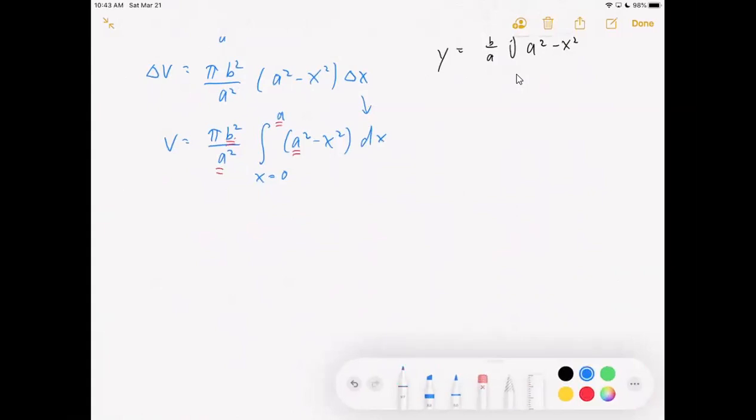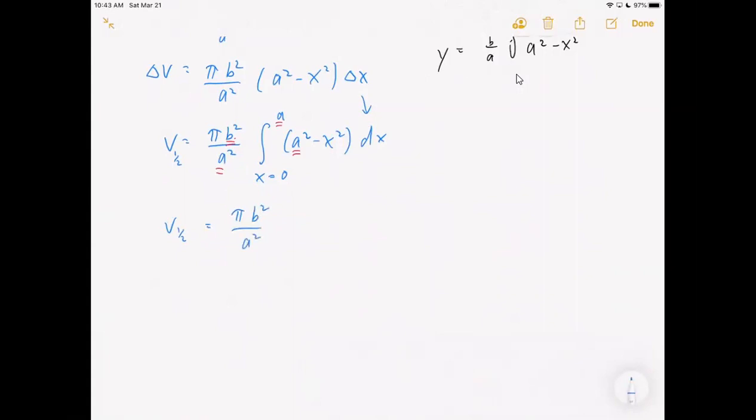So this is the volume. Maybe I should call this the half volume because we're only doing the right half here. So the half volume would be given by pi b squared over a squared. Now we're going to get the antiderivative of the integrand. Since a squared is a constant, its antiderivative is just the constant a squared times x minus, and then using the power rule for anti-differentiating, x squared has an antiderivative of x cubed over 3, and we'll evaluate those at x equals 0 and a, and use the fundamental theorem.